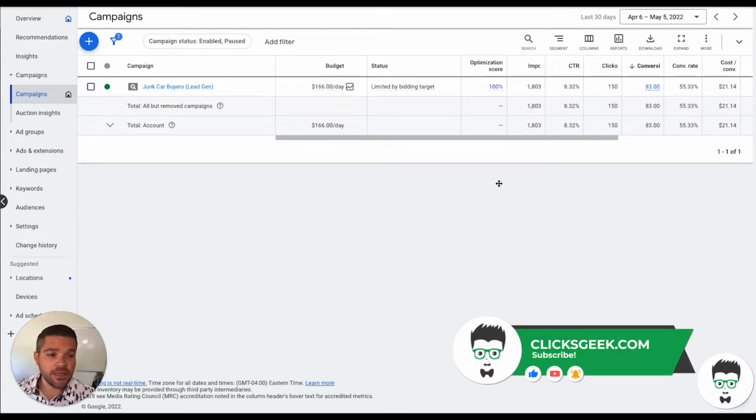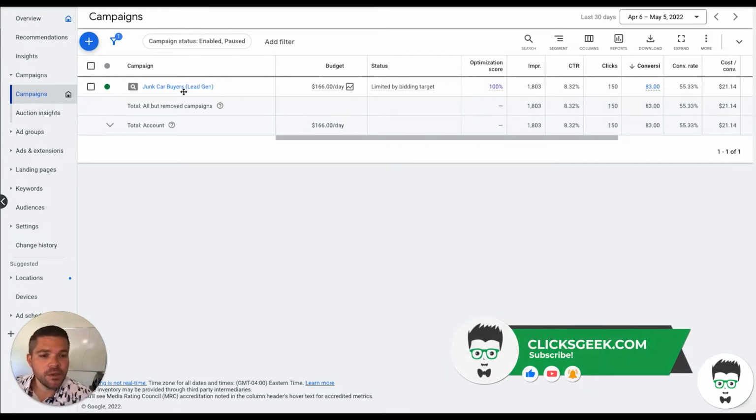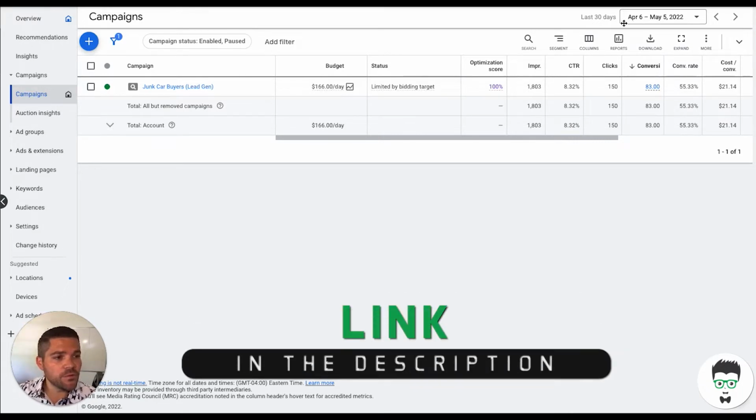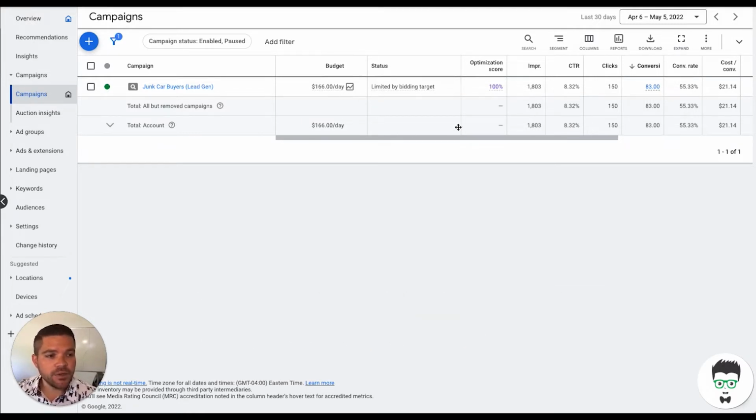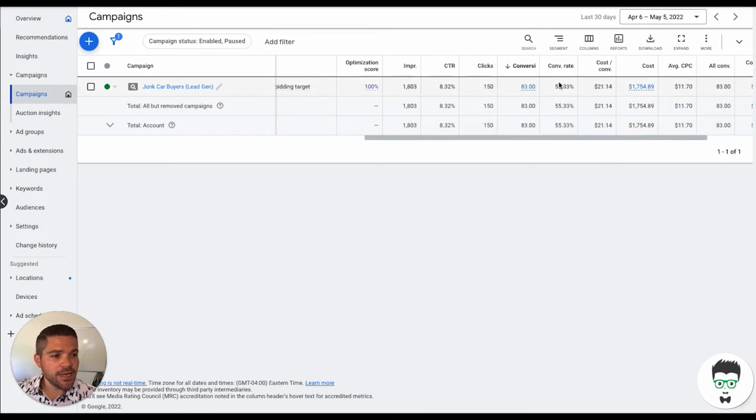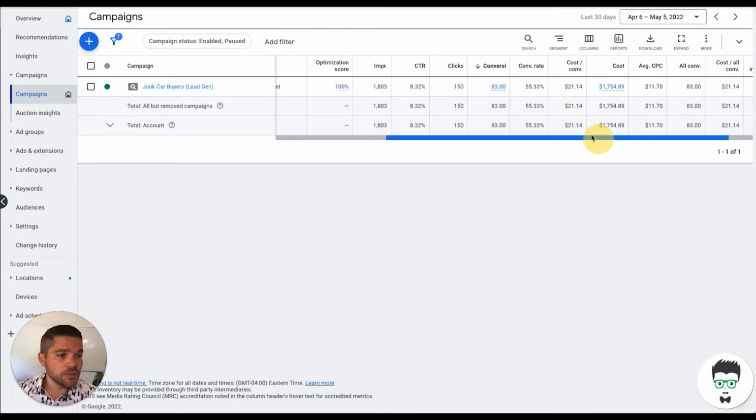Okay, let's dive into this campaign. This specific campaign, we're going to review it on a 30-day window, and it has a $166 per day budget. 150 clicks in 30 days, 83 conversions with a 55.33% conversion rate with an acquisition cost of $21.14 per lead and a total cost of $1,754.89.